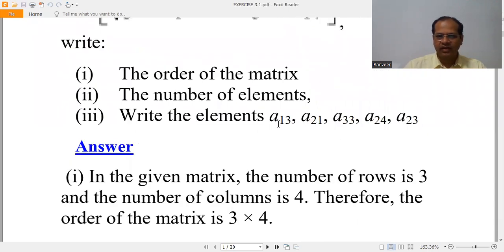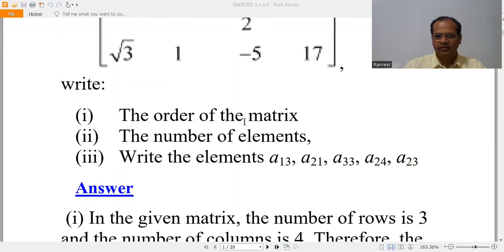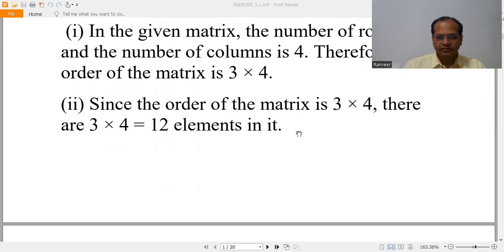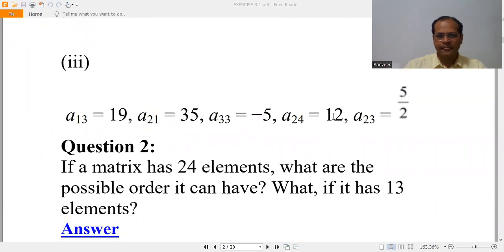Now A13. That means first row, third column. This is the first row and the third column, so this is the element. In this way, whatever they asked, you can find out. A21, A13, 19, and this is the element that you can find easily.